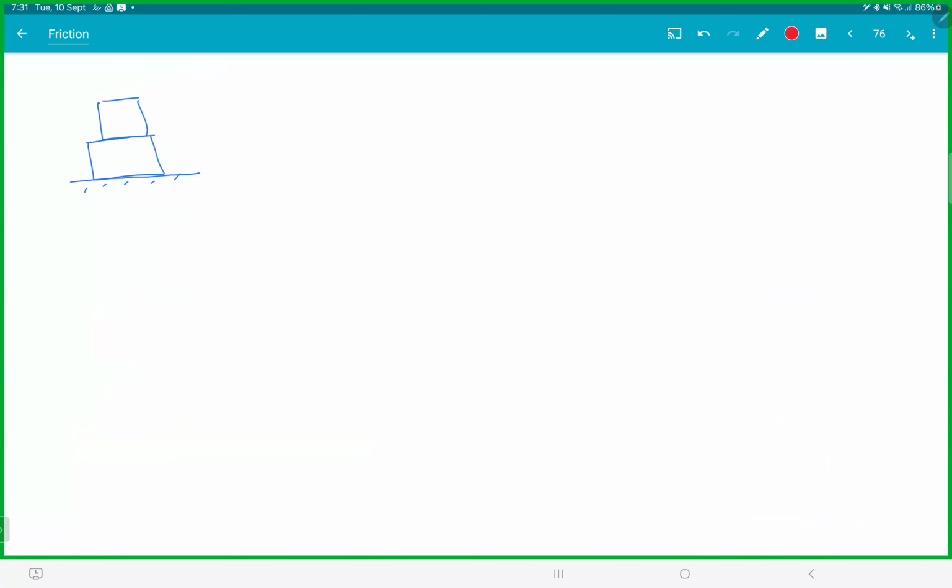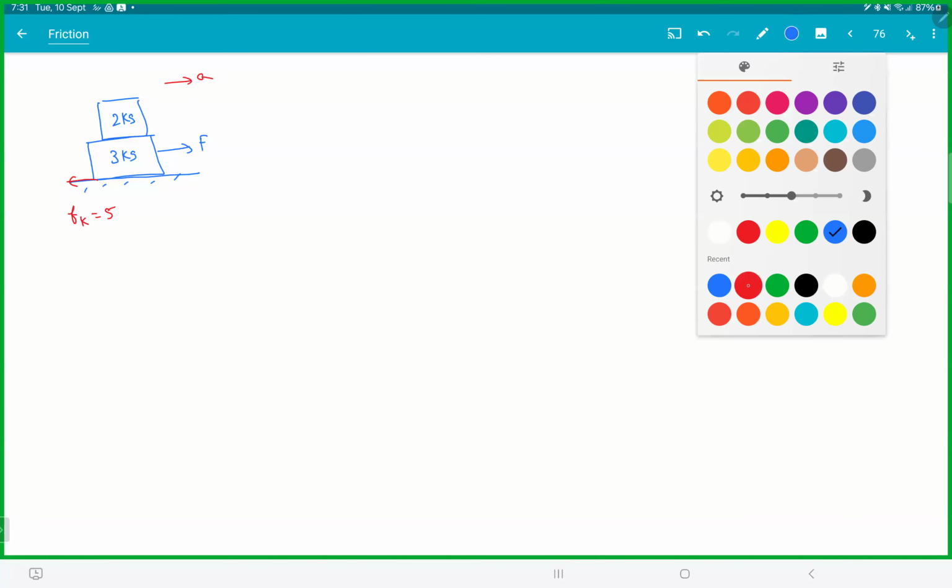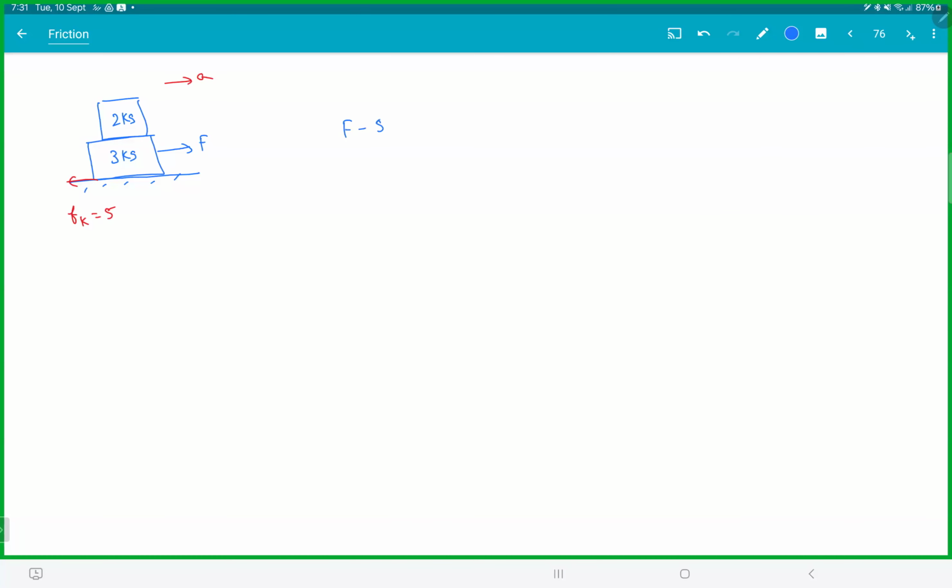Now you have to be careful. Blocks are about to slip between them. So this guy, 3 kg, 2 kg. This would be acceleration. This is Fk, which is 5. F minus 5 is equal to 5a. Take the 2 kg block. Remember, slipping still didn't happen. So this is F static max. If the block had been slipping, you would have got F kinetic.